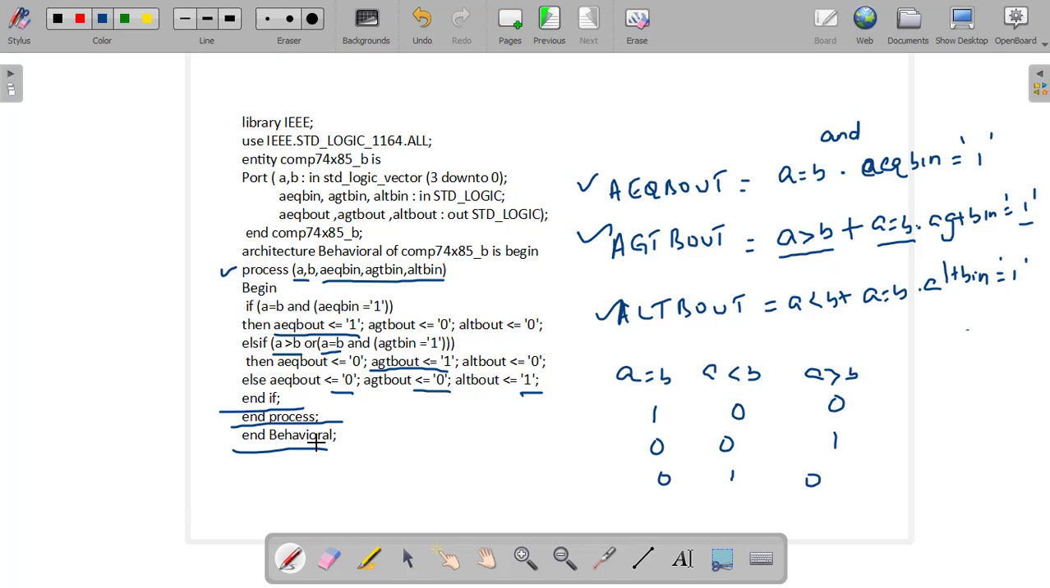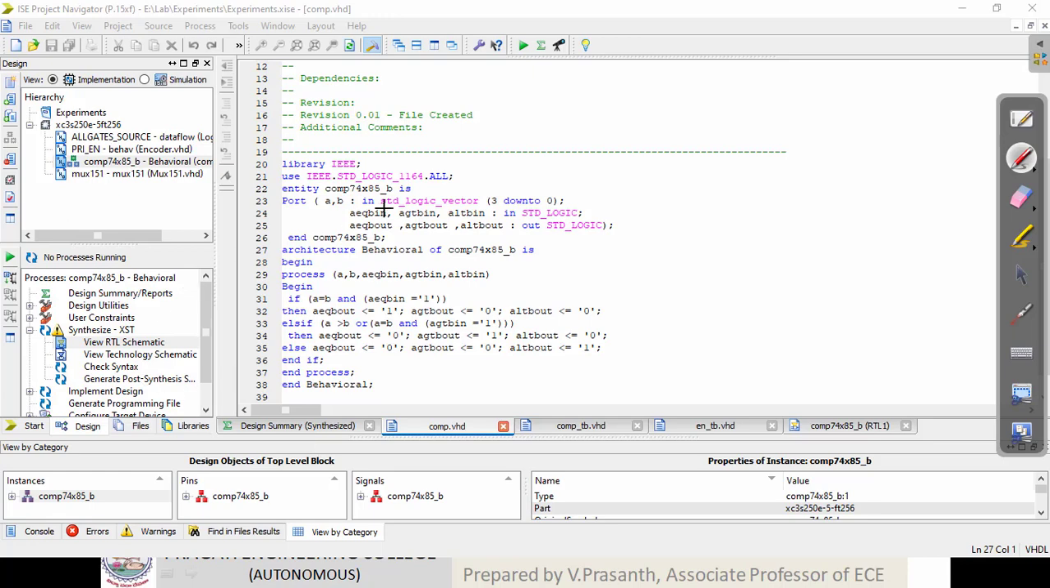We will be executing the Xilinx. Now if you see here, this is the code which I have written. Library IEEE, use IEEE.std_logic_1164. We have created an entity where a, b are 3 down to 0, that is a3, a2, a1, a0, b3, b2, b1, b0. We also have control inputs like a equal to b in, a greater than b in, a less than b in, and outputs a equal to b out, a greater than b out, a less than b out.